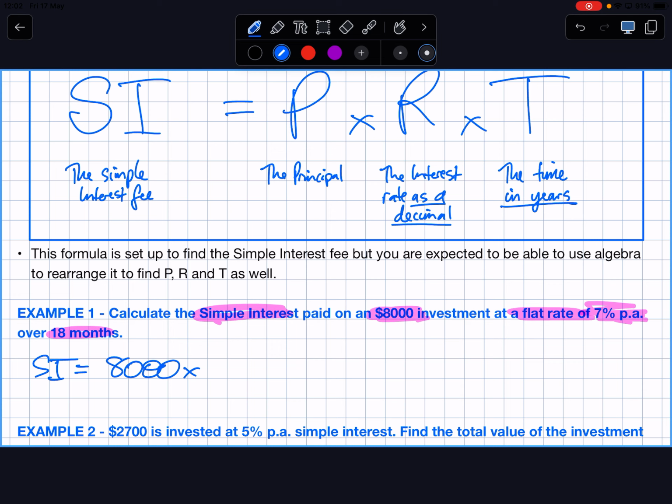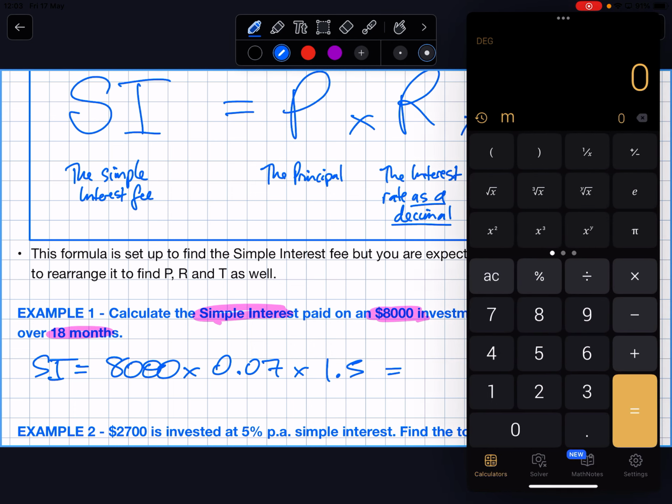What's 7% as a decimal? 0.07. Good, 0.07 times by. Now, maybe you'll think that I'm trying to trick you, but I'm not. 18 months. Is that in years? No. But how many years is 18 months? 1.5. Good, it's 1.5, because there's 12 months and 6, so 1.5. So you'd go 1.5. So calculator: 8,000 times by 0.07 times by 1.5.